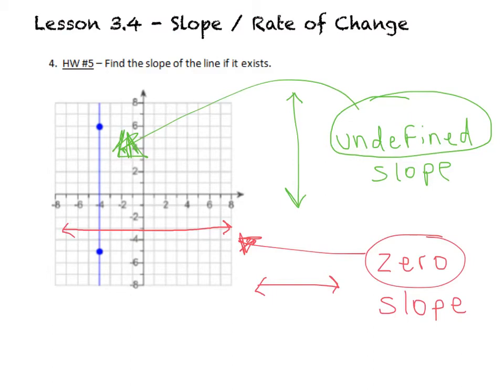A line can have positive slope. That means it's going up from left to right. A line can have negative slope. That means it's going down from left to right. And then we've talked about the 2 unique cases on this slide. If it goes straight up and down, if it's a vertical line, it has undefined slope. And if it's a horizontal line, it has 0 slope. So at this point, you're good to go. You should be able to go to your homework and do practice problems number 4 through number 8. Last piece of advice, take your time, count slowly.